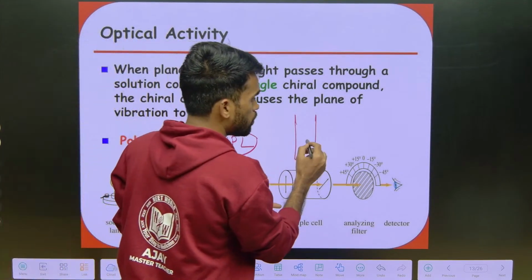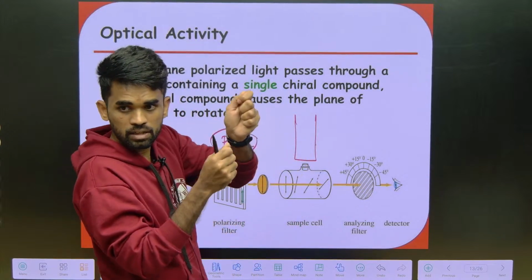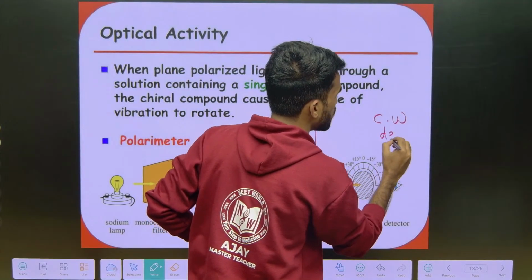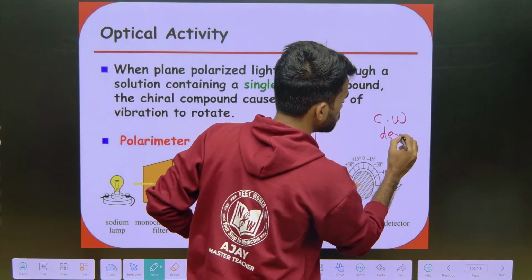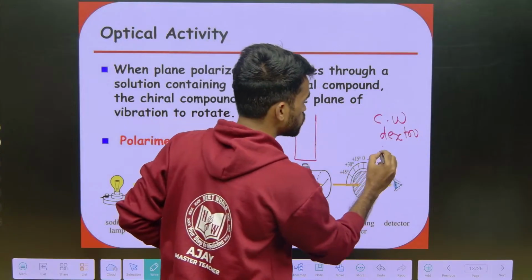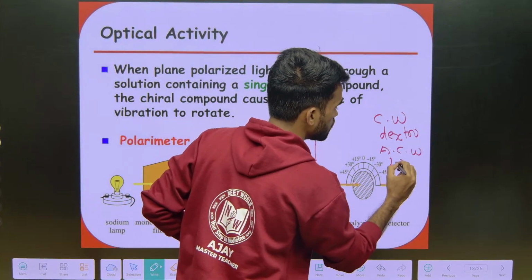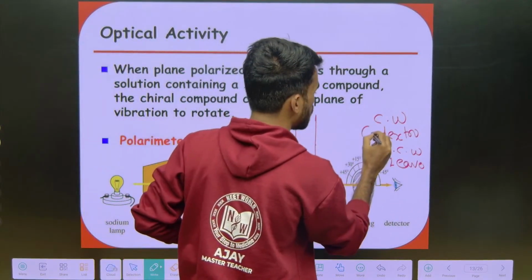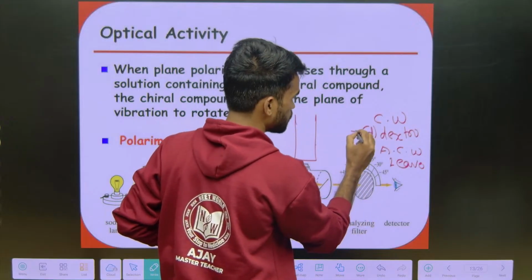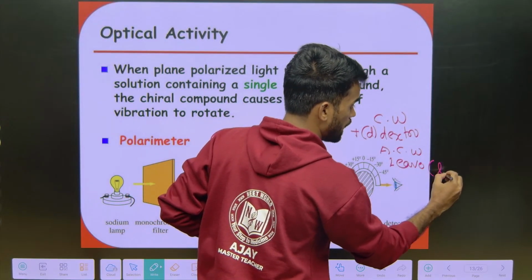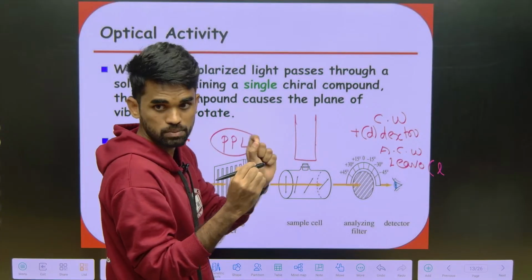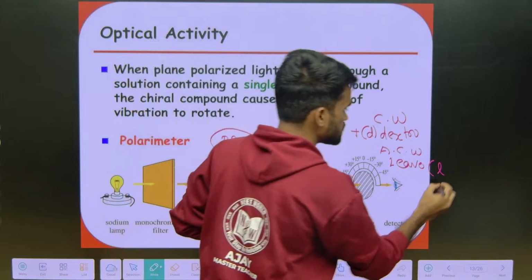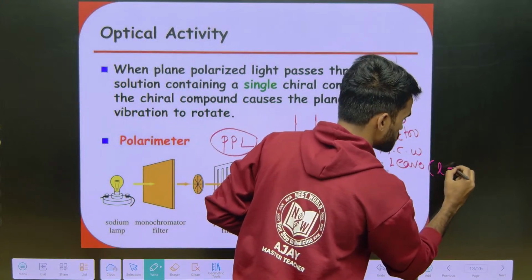If this compound is rotating plane polarized light to the right side or clockwise, then we can say this is a dextrorotatory compound. If it is rotating anti-clockwise, it is a levorotatory compound. Dextro you can indicate with small d or with plus. Levo you can indicate with small l or minus. I am specifically mentioning small d, small l. You need to remember that because capital D is indicated for some other thing.